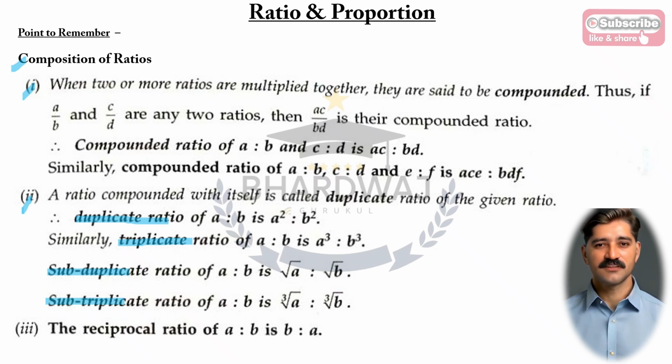Therefore, the duplicate ratio of A is to B is A square is to B square. Similarly, the triplicate ratio of A is to B is A cube is to B cube. Subduplicate ratio of A is to B is square root A is to square root B. Subtriplicate ratio of A is to B is cube root A is to cube root B. 3. The reciprocal ratio of A is to B is B is to A.